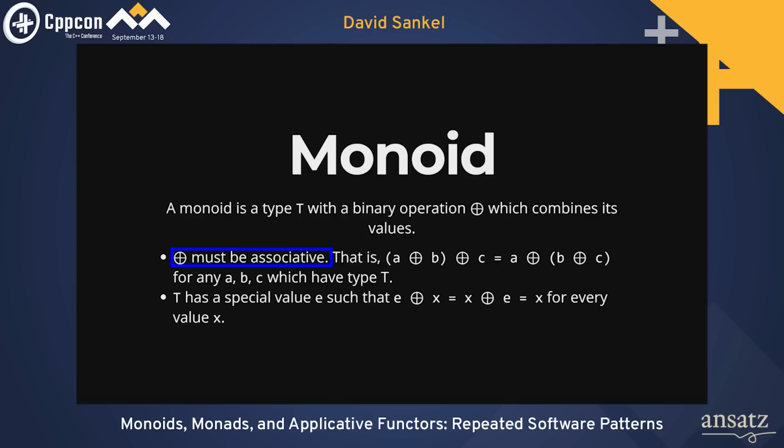First, that operation needs to be associative. A op B op C is the same thing as doing B op C and then doing A op that at the end of it for every single value. Now also, this type needs to have a special value E such that E op X is the same thing as X op E, which is just X. In other words, it's the identity operation. When you apply it to the operation, you get almost like an identity function. Does that all make sense to you?